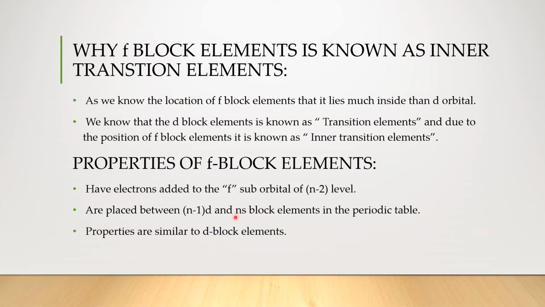Okay, ns, and it have properties similar to D block elements. Okay, because F block or the subset of sixth and seventh period, as we know. So the properties are very close or similar to each other.